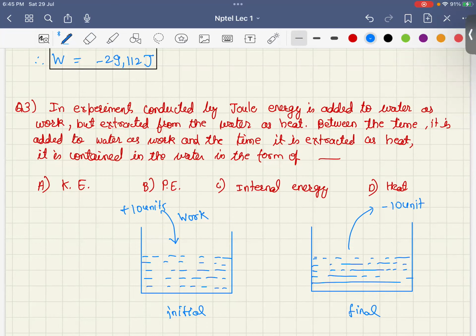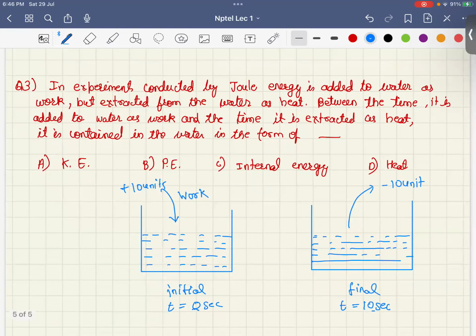So let's say this is time t equal to 0 seconds, and for simplicity, this is time t equal to 10 seconds. From 0 seconds to 10 seconds, the energy is going to be contained in the water in which form? That is what we are asking. Whether the kinetic energy of the system is going to increase, or the potential energy, or the internal energy, or the heat. I hope the question is clear to everyone. If you have any doubt, you are free to ask.